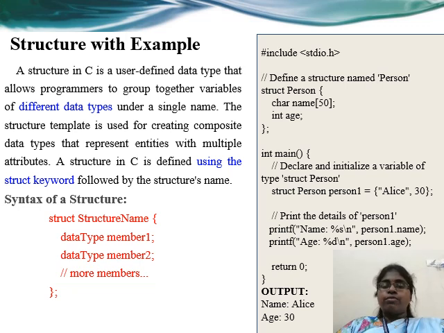Then close curly of the function, the program is over. Then we go to discuss the output. What is the output? Name is Ls and age is 30. This is the simple example program for using structure.